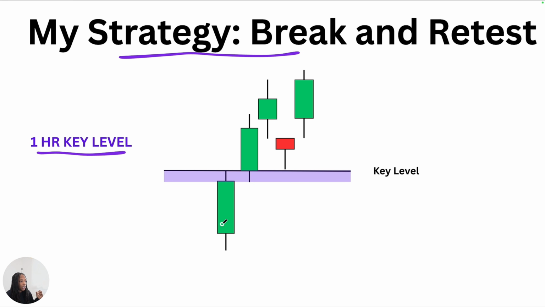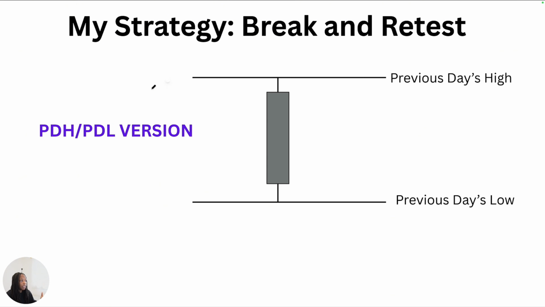So I wait for a break and a retest of my key level or key area of interest, and then I take the trade to the upside. Same thing for the previous day's high and previous day's low version. I have shared on this channel, and I even gave you a cheat sheet on how to trade the previous day's low and previous day's high retest.